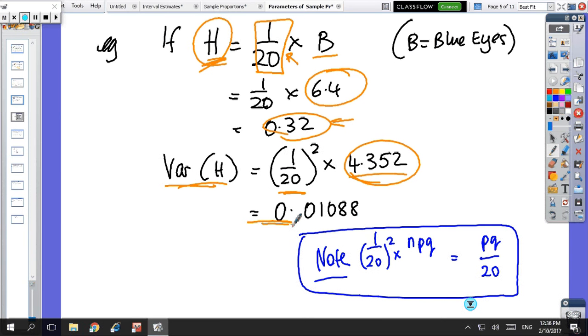And what I want to make note of is that this one here was 1/20th squared times npq, and n was equal to 20. So we end up with pq over 20, which is the same as pq over n. So that's the important thing there.